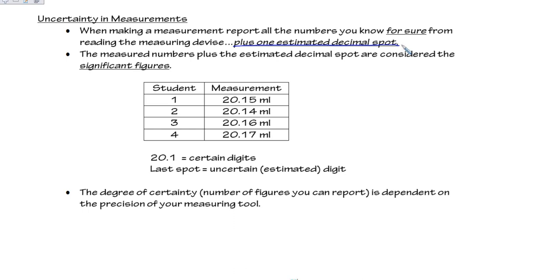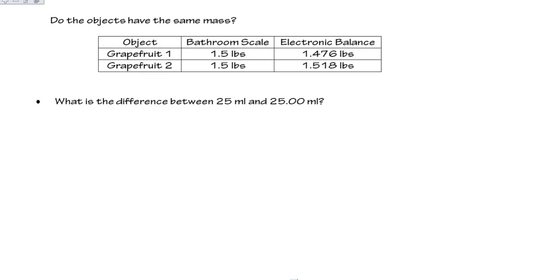So we definitely need to be familiar with different kinds of measuring tools and how to record the proper amount of decimal spots. So again, we might have data like this, and we're using different kinds of scales. I don't know why it's in pounds. We'll never, ever, ever measure in pounds. We'll only measure using grams. But I've got a bathroom scale and then some kind of an electronic balance.